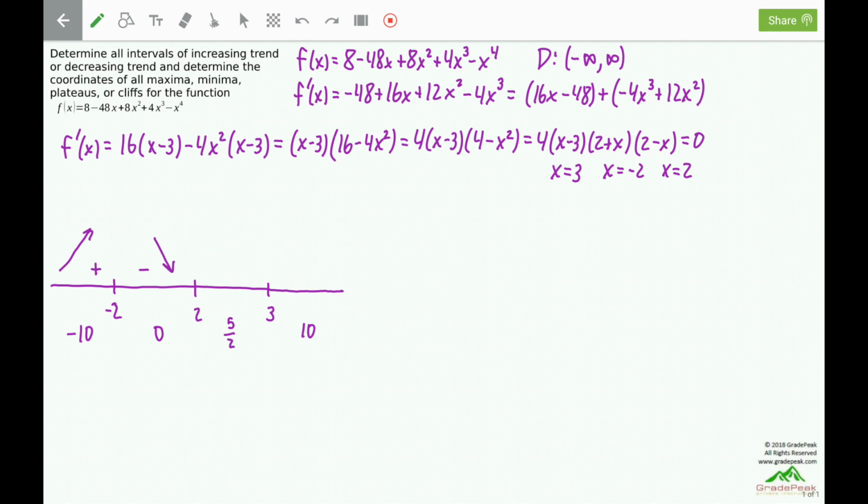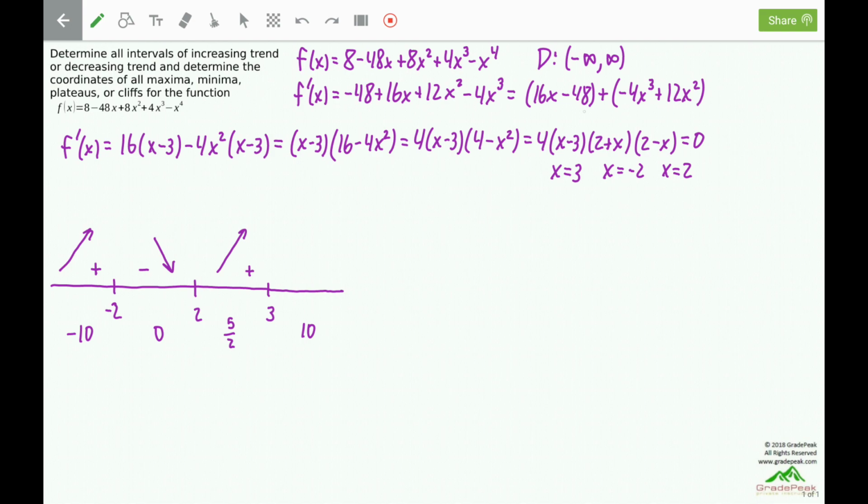We can now plug a 5/2 test value in. 5/2 is greater than 2 and less than 3. That'll help out for plugging it in to the fully factored version. 5/2 minus 3 is negative. 2 plus 5/2 is positive. 2 minus 5/2 is negative. Negative times negative is a positive, times the positive 4 is still positive. We have a positive first derivative, which corresponds to an increasing trend.